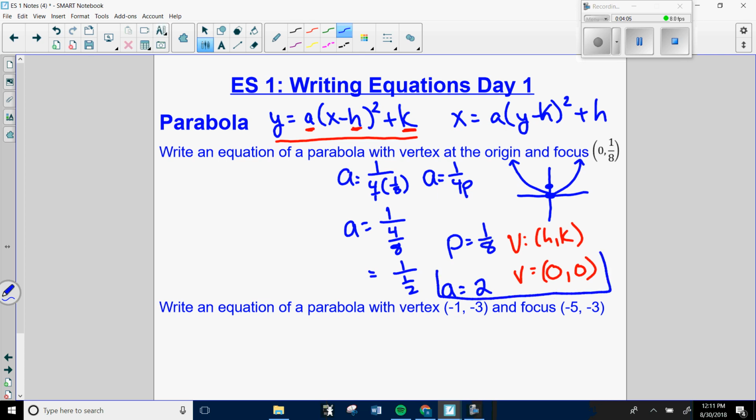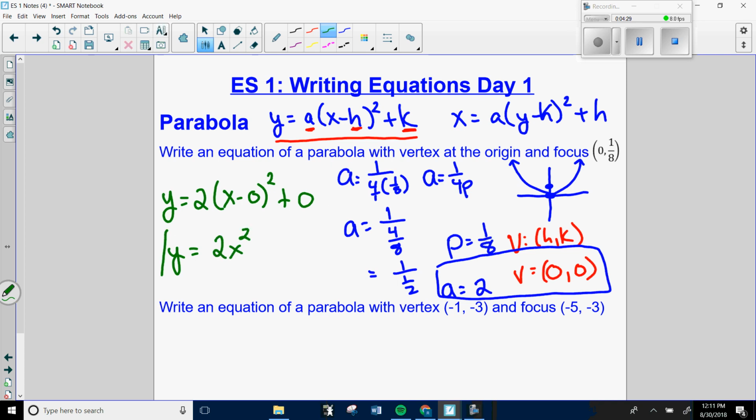These pieces of information right here are what's going to allow me to write my equation. My equation is going to be y equals a, which in this case is 2, times (x minus 0) quantity squared, plus 0. Now, we can clean this up a lot, because x minus 0 is just x. So this becomes 2x squared plus 0. We don't need to write that down. So my equation would be y equals 2x squared.